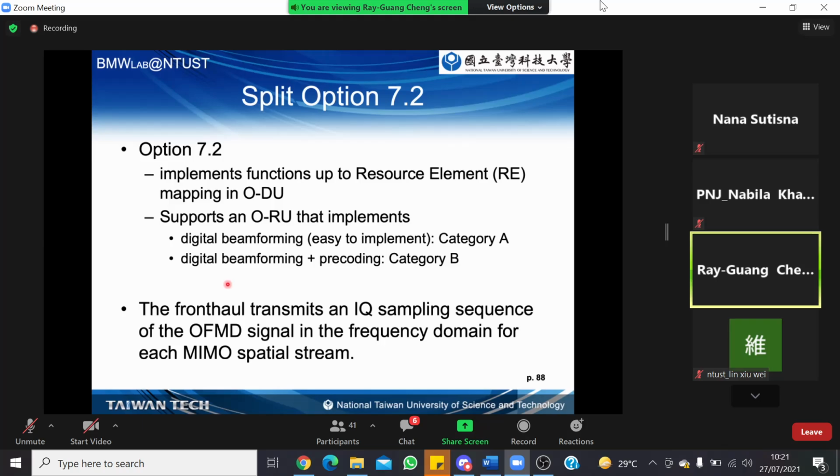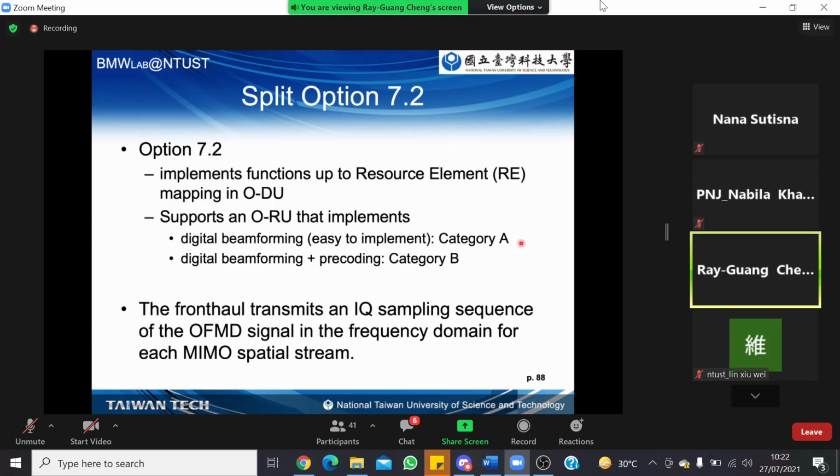In O-RAN Alliance, they define a functional split option 7.2. It implements functions up to resource element mapping in the O-DU. They can support an O-RU that implements digital beamforming without pre-coding, or digital beamforming plus pre-coding. So they call this category A and category B. According to O-RAN Alliance, the O-RU can have two categories.